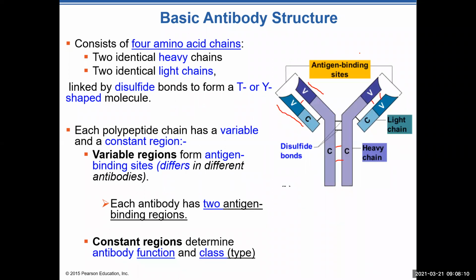Does anyone remember? Have you started the protein chapter for the upcoming midterm in biochemistry? Which amino acid is there which can form the disulfide linkages, which can help us in the tertiary structure, or the higher structures of the proteins? Does anyone remember that?